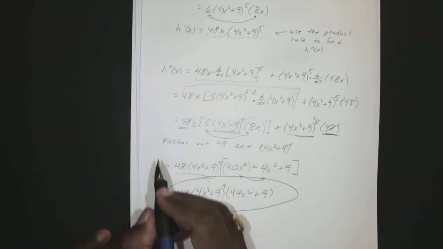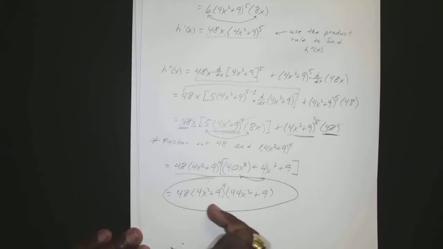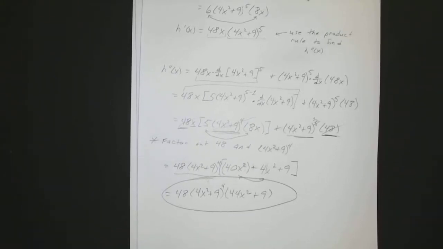Okay, so normally this step here, that's where you can tell if you messed up somewhere before, because you should be able to factor out something from those 2 terms. All right. Any questions on that one? All right.